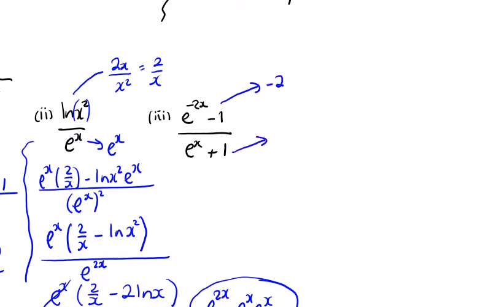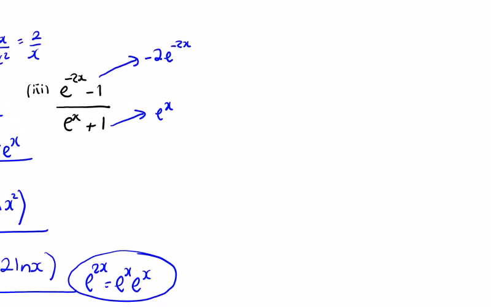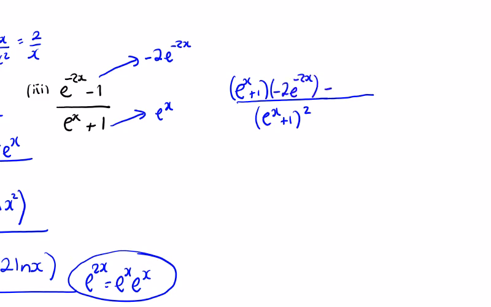Okay, differentiating this one and this one. Top one goes to minus 2e to the power of minus 2x, and the bottom one just goes to e to the power of x. So I'll come across here to give myself some room. So the bottom squared, e to the power of x plus 1, squared. The bottom, e to the power of x plus 1, by the top differentiated, which is minus 2e to the power of minus 2x, minus the top, e to the power of minus 2x minus 1, by the bottom differentiated, which is e to the power of x.